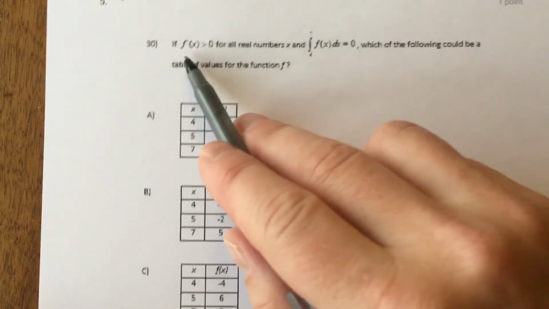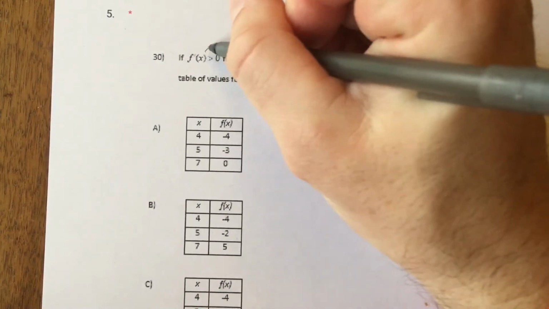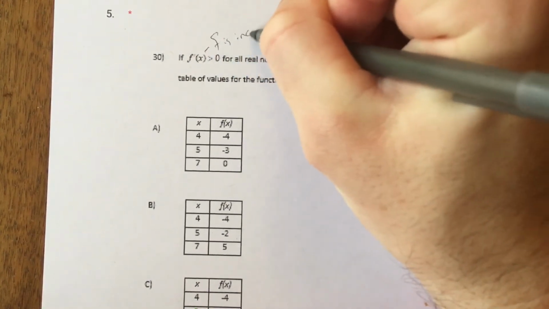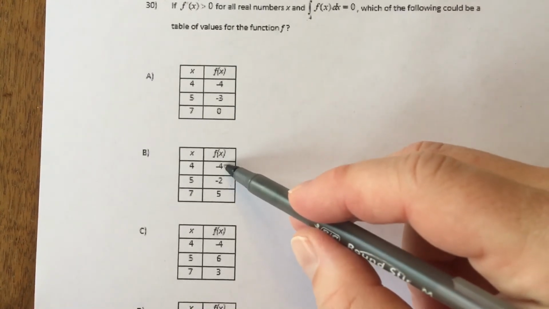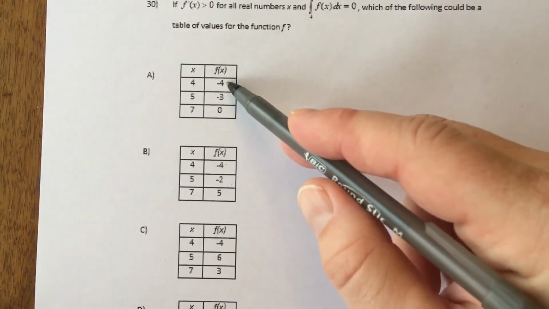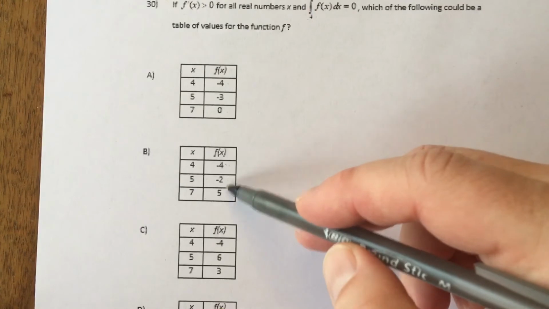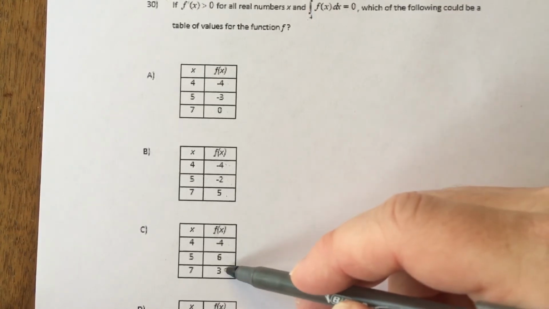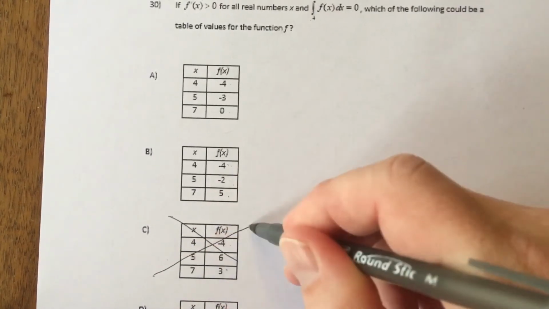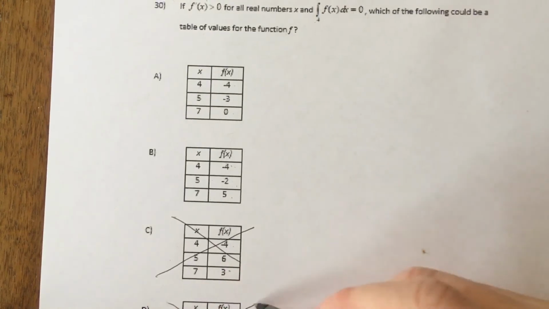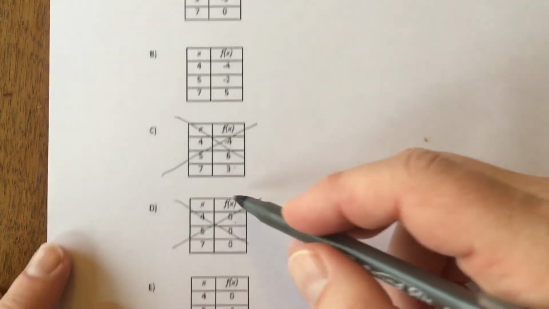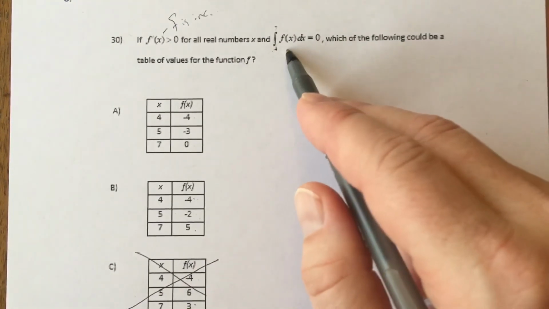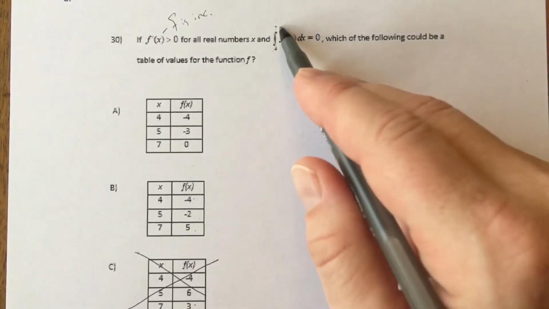This one says that if f prime of x is greater than 0, that means f is increasing the entire time. So when we look at your choices, you can see that this one is increasing, this one's increasing, this one goes back and decreases, this one's 0 the whole time, and that one increases. So the fact that f had to be increasing got rid of 2 of our choices. And the integral from 4 to 7 is 0.